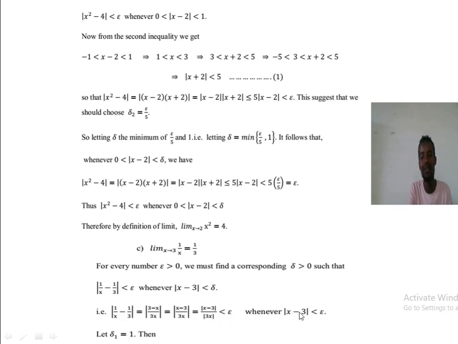Whenever absolute value of x minus 3 is less than delta, then in order to change this absolute value of 3x into a constant, because on the right hand side we have only the term absolute value of x minus 3, this term should be a constant times the absolute value of x minus 3. So we have to change this absolute value of 3x into a constant. To do this, let us start by choosing our delta as 1.